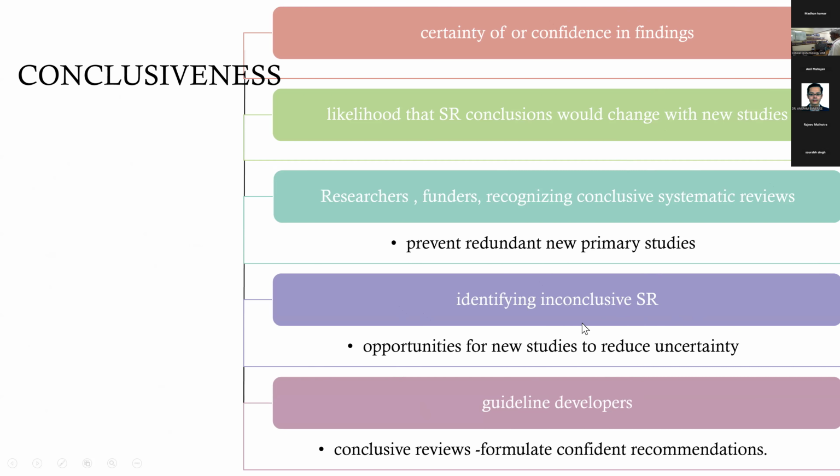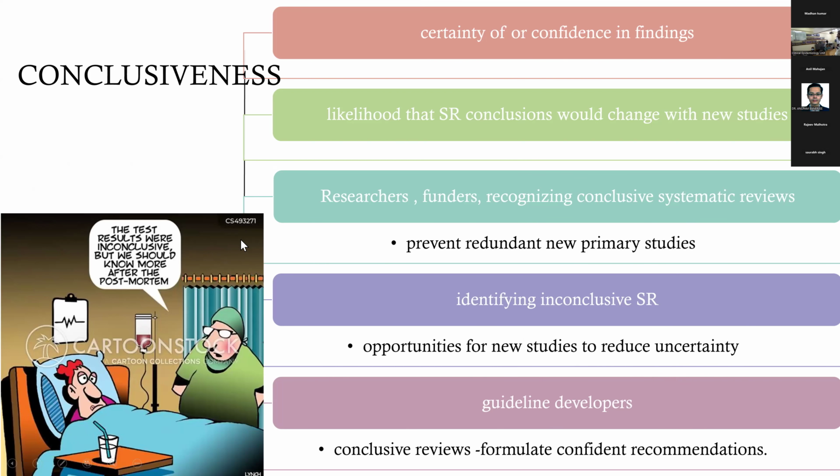If you are a policy maker, researcher, funder, an inconclusive systematic review is an opportunity for new studies, because then that will reduce the uncertainty of the systematic review. Guideline developers, if they have a conclusive systematic review or reviews, they can make confident recommendations. On the other hand, if they find their systematic reviews are all inconclusive, their confidence in their recommendations comes down. So, this is the philosophy of what is called conclusiveness.